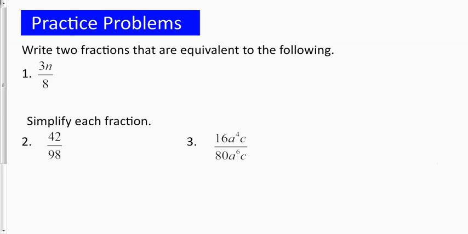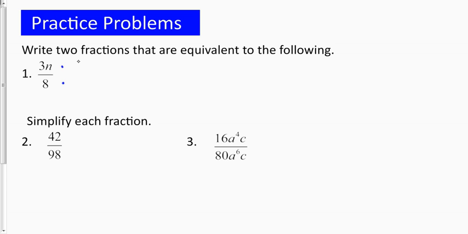Here are 3 problems for you to try on your own. Number 1, I want to write 2 fractions that are equivalent to 3n over 8. Well, I can multiply 3n over 8 times anything I want, really. As long as you multiply it by the same thing, you're going to be just fine.